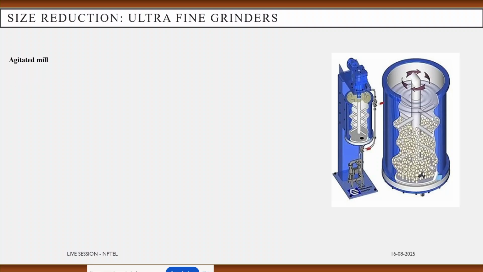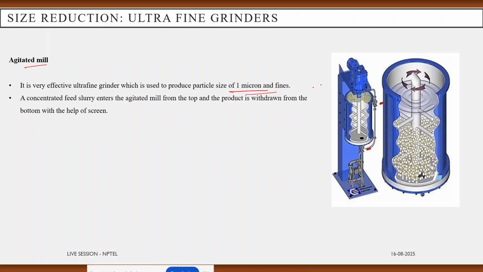The next one we are going to discuss is the agitated mill. Here you can see the picture. It is effective for very ultrafine grinding, and the particle size of the product can be 1 micron or even finer. Here we introduce concentrated slurry into the agitated mill from the top, and the product is withdrawn from the bottom. Also there will be one screen so that screen sizing can be done.